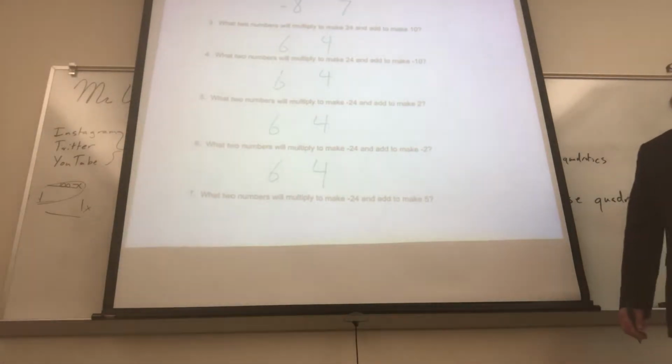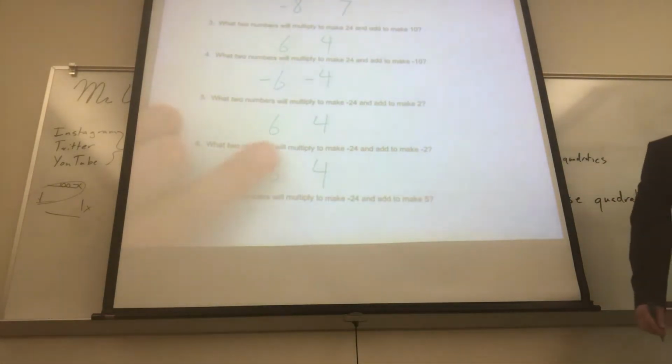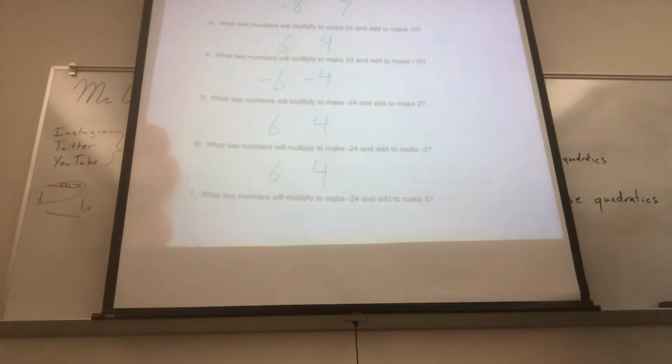What two numbers multiply to make 24, add to make negative 10? It's going to be a negative 6 and a negative 4. What two numbers multiply to make negative 24, add together to make 2? On this one, it's a negative, so only one of them needs to be negative. It's going to be the negative 4 because we get a positive number when we add them together. The one that's further from 0 needs to be positive.